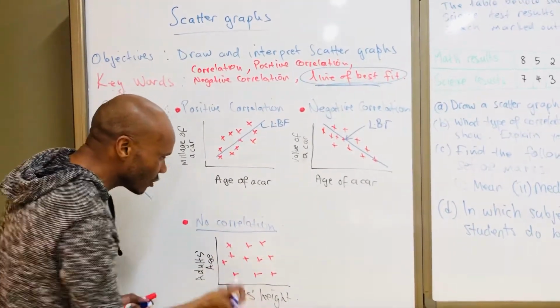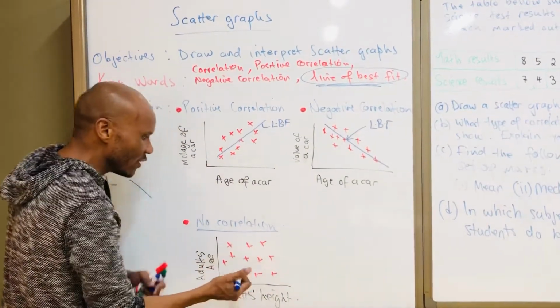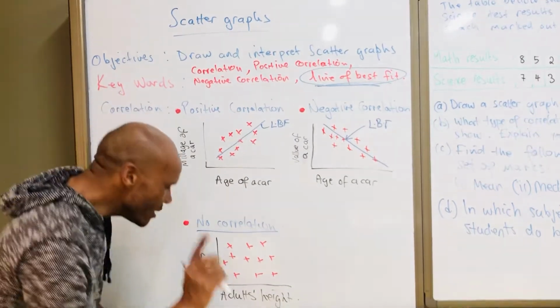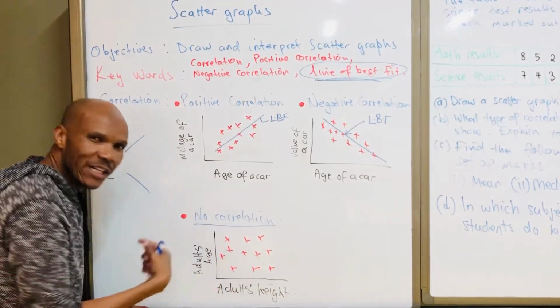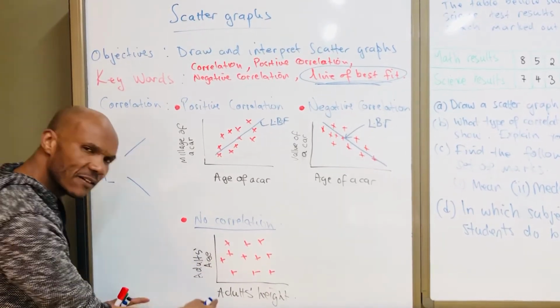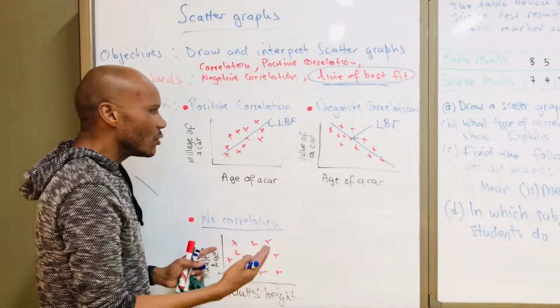So in this one, we say there is no correlation, because I cannot draw a negative or a positive line of best fit, so the points are just everywhere. And think about the reason why there will be no relationship here. There is no relationship between adults' age and their height. Think about why.